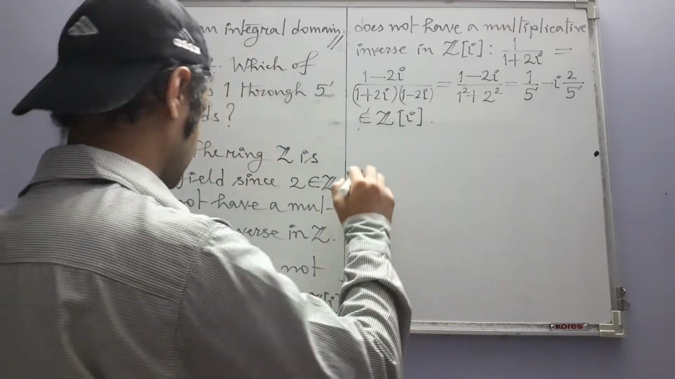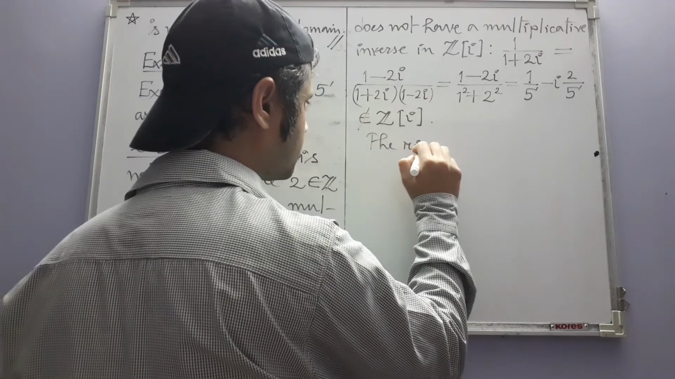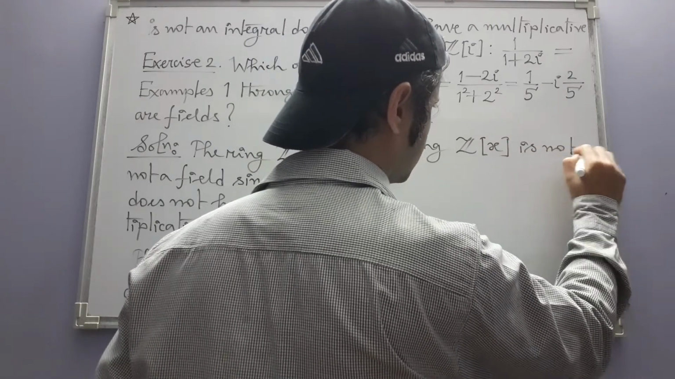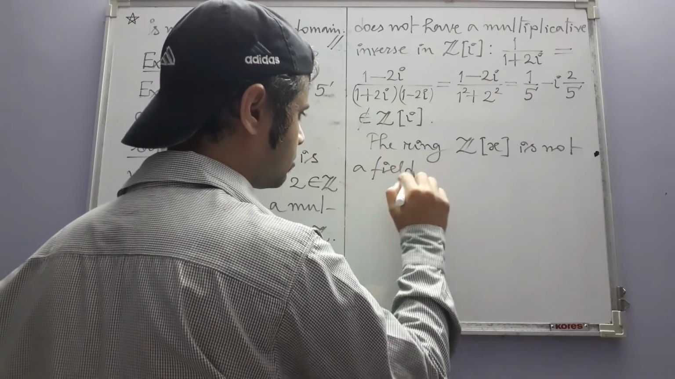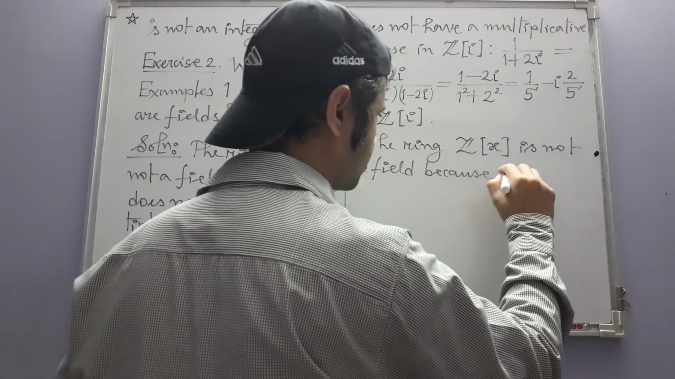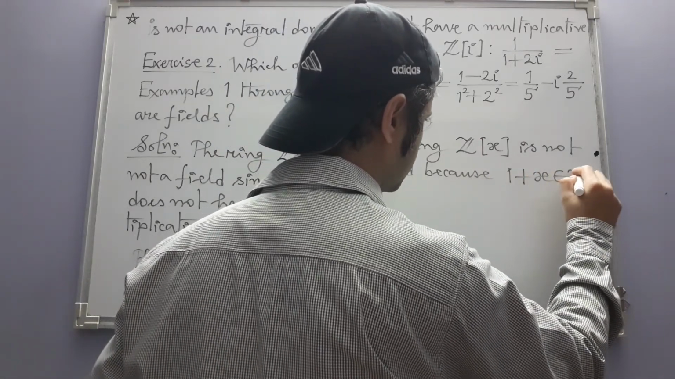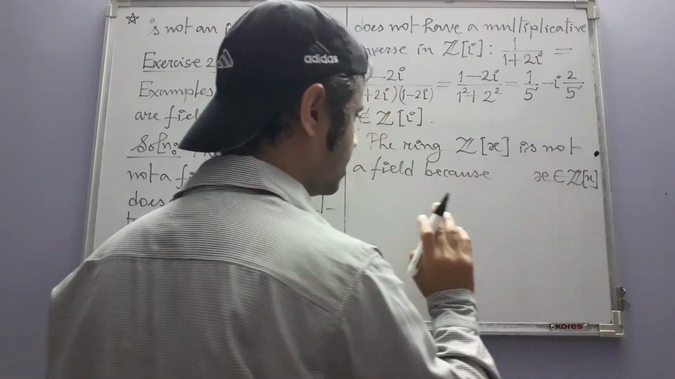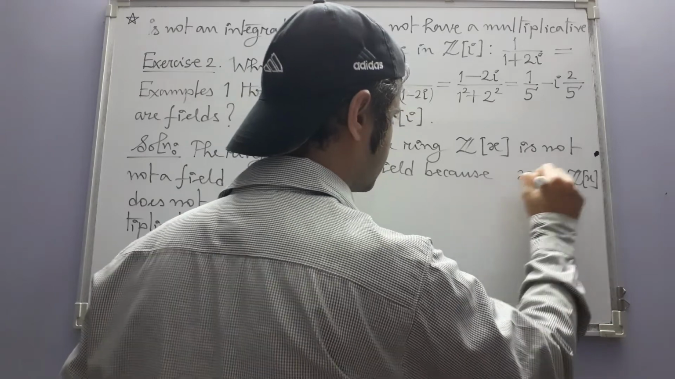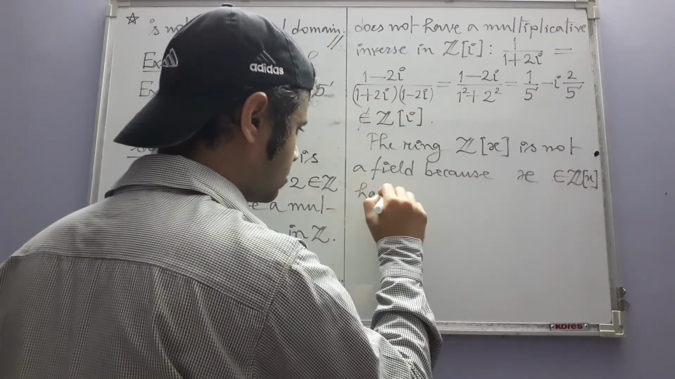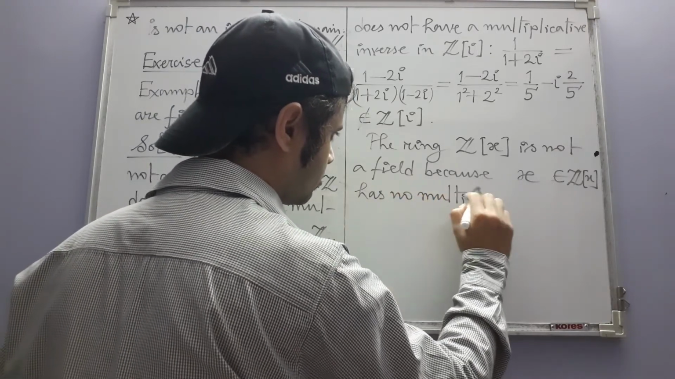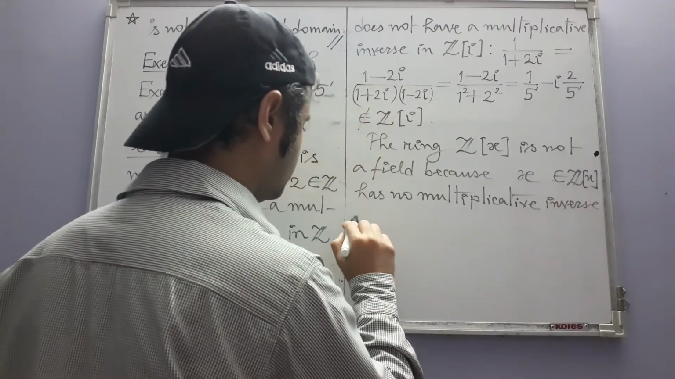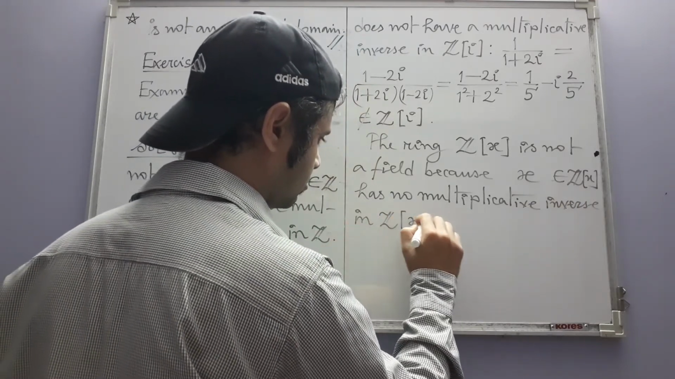In number 3, the ring of integer polynomials is not a field because, if there is an easier option, you can just take x, which has no multiplicative inverse in this.